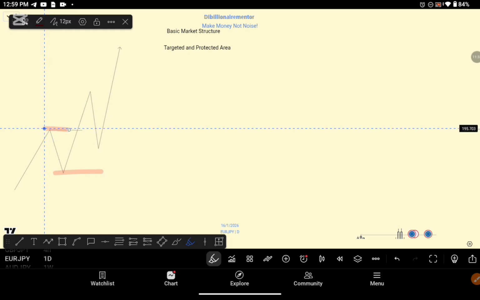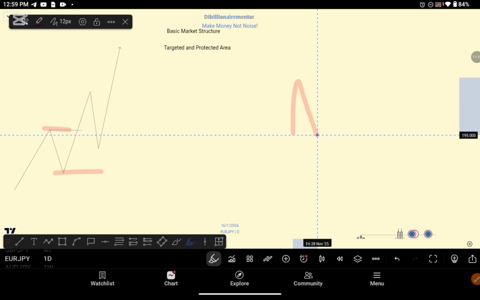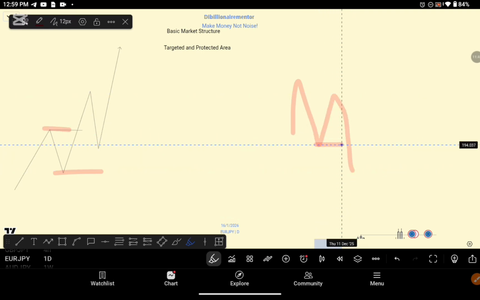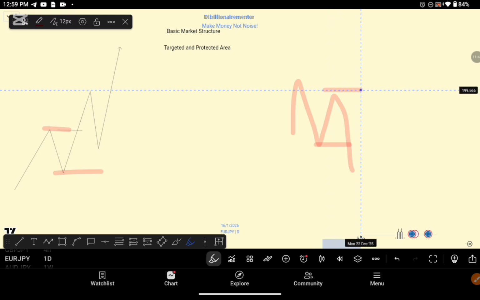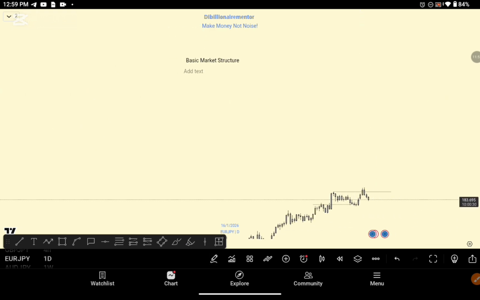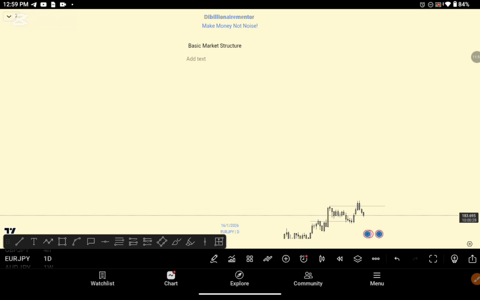But in the downtrend, don't forget, we will always attack the lower low, while the lower high will always be what's protected. Don't forget that. That is as basic as it should be. Do you understand? There's nothing complicated about that. It's very, very easy to understand. So that is going to be all for our basic market structure.